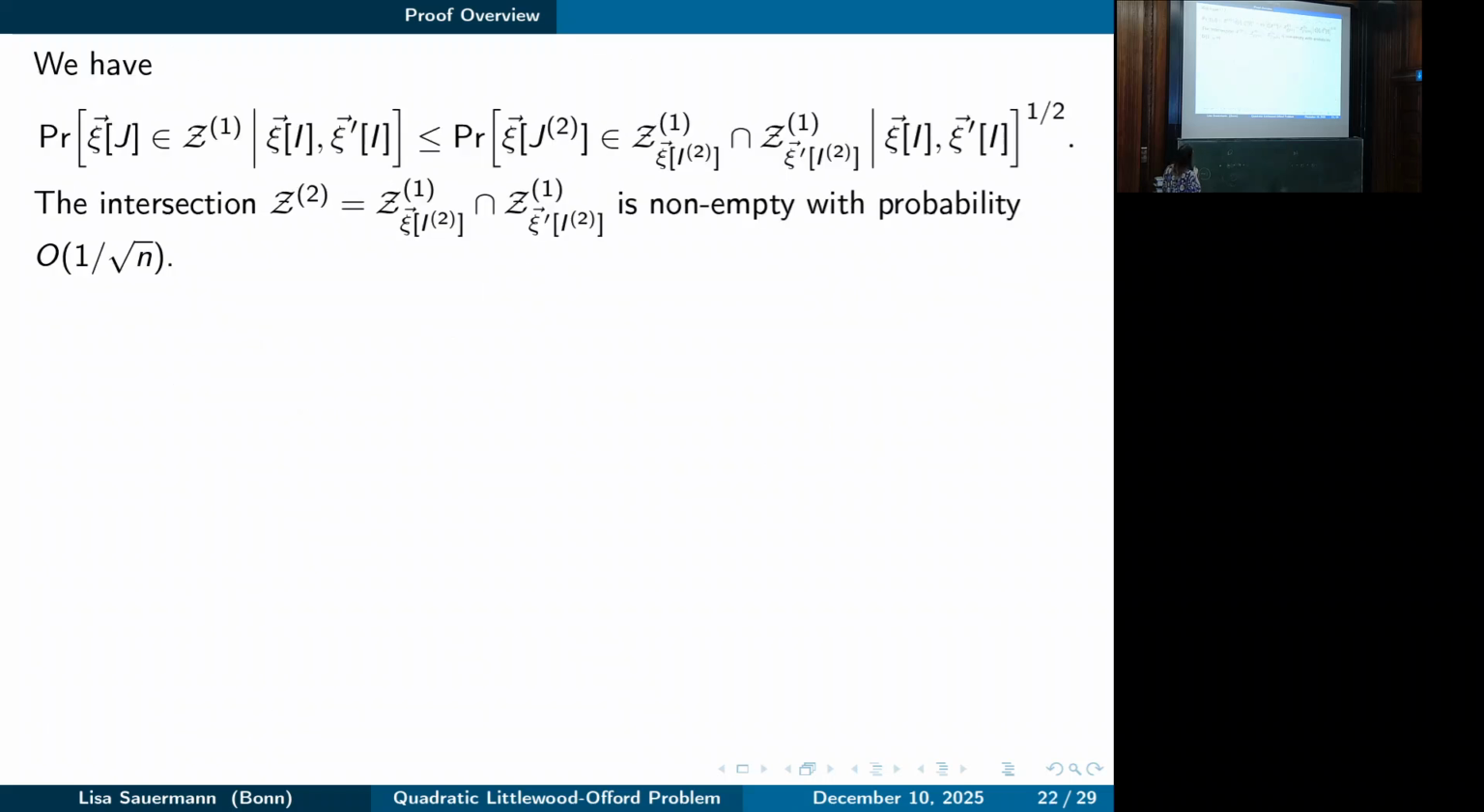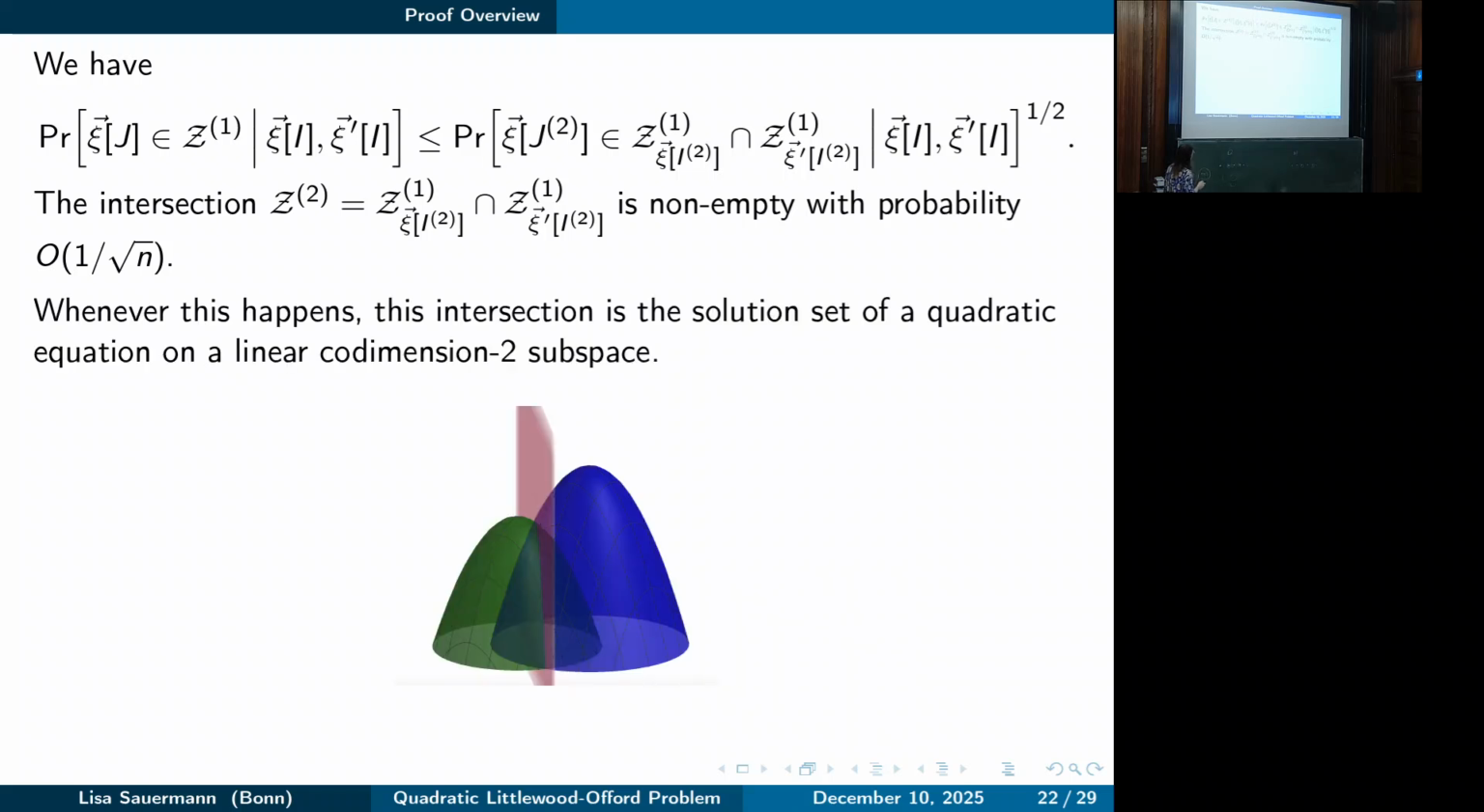Okay, so that means the probability that we care about is at most, like on the previous slide, this to the 1/2. But we also know that this thing that we have here is non-empty only with this probability. And whenever it's non-empty, that means it's two quadratic things in the same codimension 1 hyperplane. So we have a codimension 1 hyperplane.